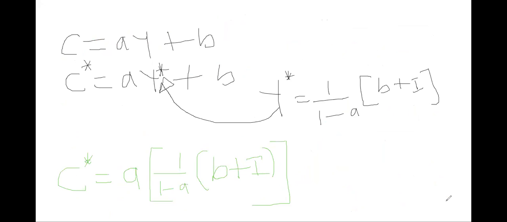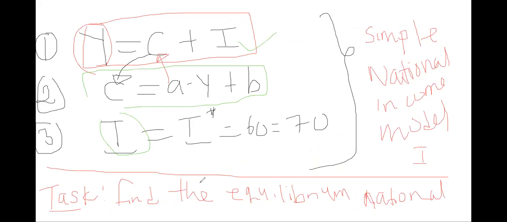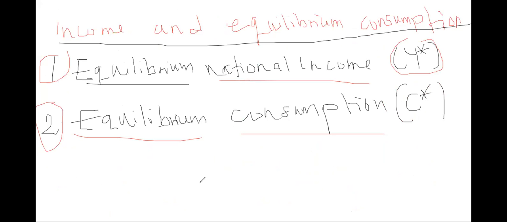Sometimes I might not give you numbers, because I can only give you these models like this and ask you to find the equilibrium national income and equilibrium consumption. You understand? It is possible.